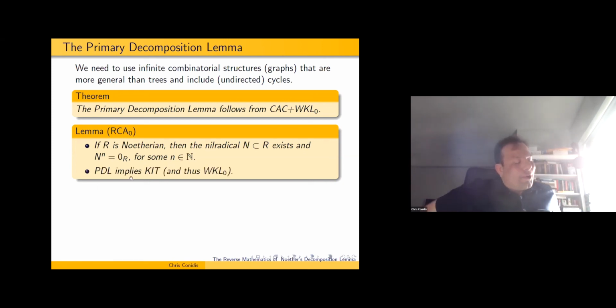All right. So the first bullet point of this lemma here is actually a key ingredient in showing that the primary decomposition lemma implies the Krull intersection theorem that I was talking about earlier. And remember earlier, I also said that the Krull intersection theorem implies WKL naught. And so the primary decomposition lemma implies WKL naught. And by our previous results, we know that the primary decomposition lemma, because it's stronger than theorems A and B, also implies the tree anti-chain theorem.